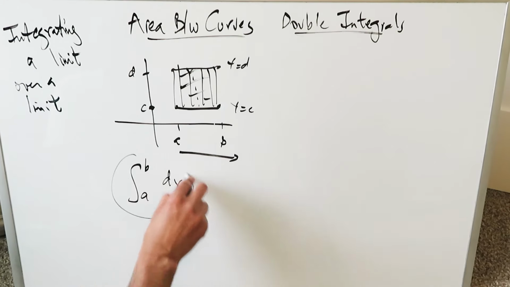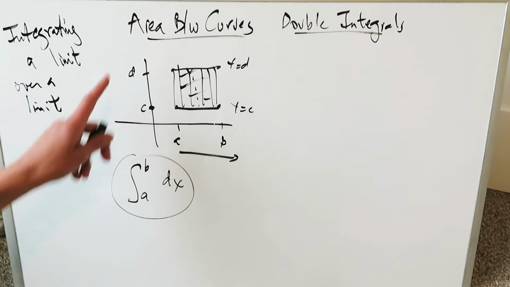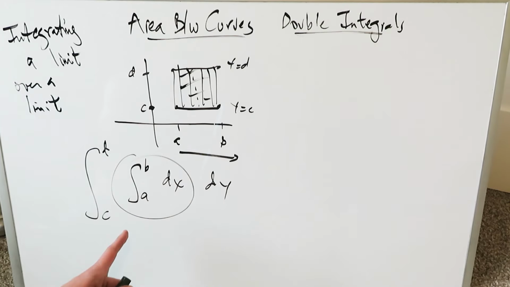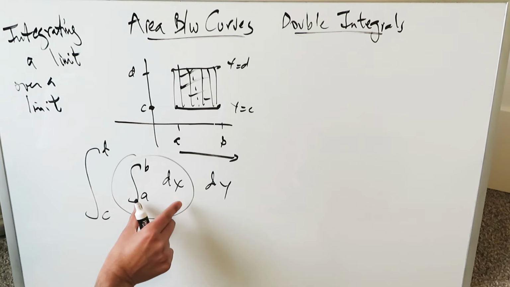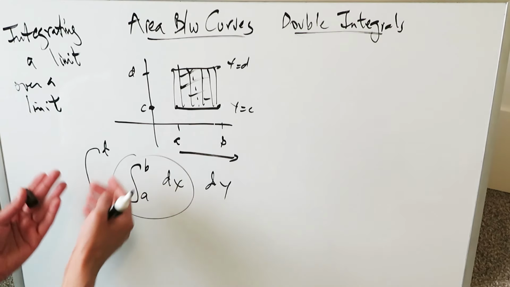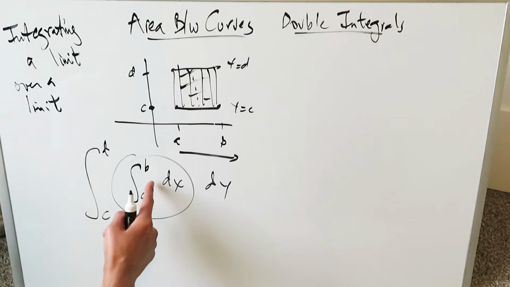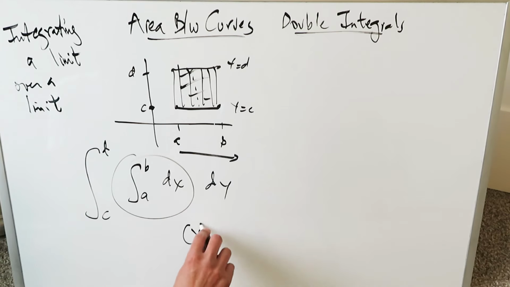Now I'm going to integrate this integral over this limit, and look what I'll do. From c to d with respect to dy, and there it is. That's my double integral, where I'm integrating a limit or an interval or a definite integral over another limit, interval, and definite integral.